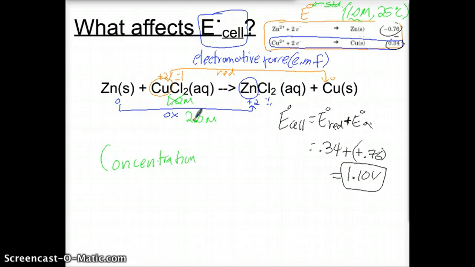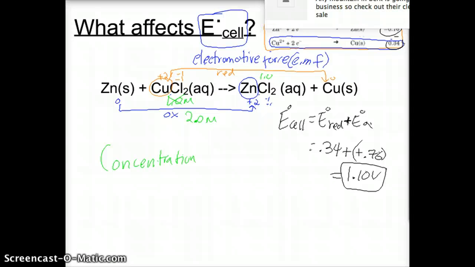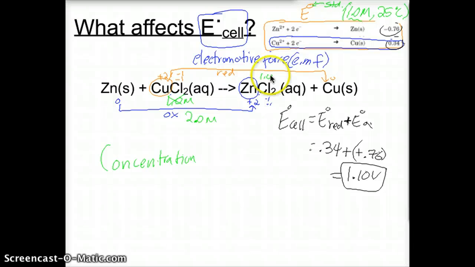What would happen to the voltage? Or if instead of using 1.0 molar zinc chloride, if I increased it to 2.0 molar, how would that affect the voltage? So in order to do these, what we need to use is Le Chatelier's principle. There is an equation called the Nernst equation, but we don't have to cover that. We're just going to talk about this qualitatively, conceptually.